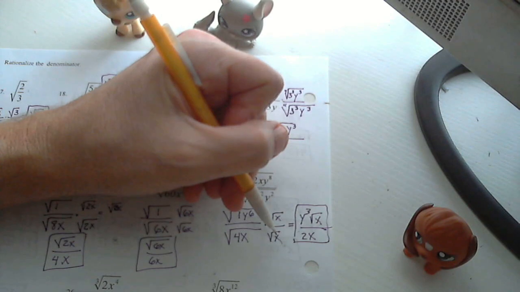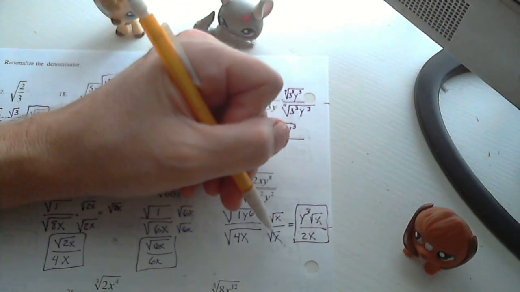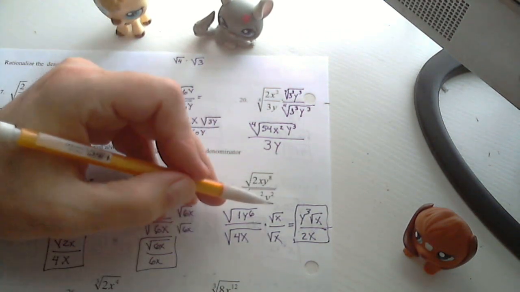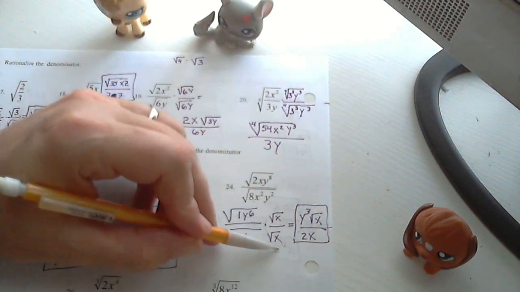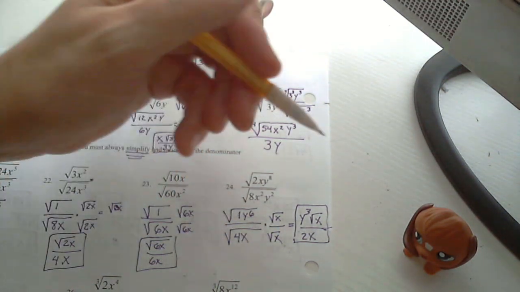X, I need to multiply it by x to get it to be x squared. So I'm just going to multiply radical x and radical x on the top and the bottom. Of course, we're really just multiplying by 1. That's what makes this legal, because all of this, radical x over radical x, that's just 1.